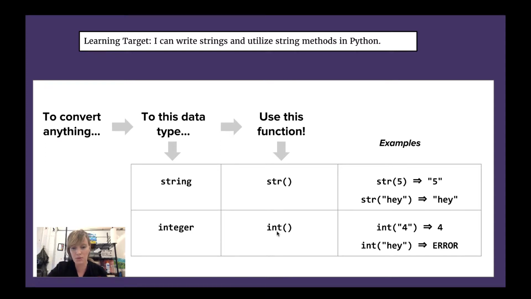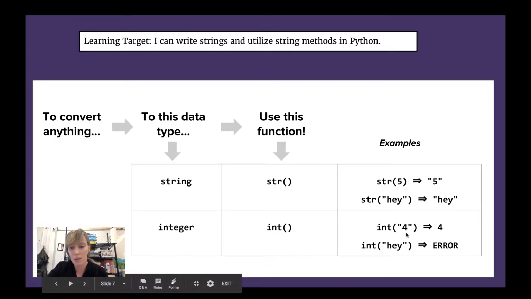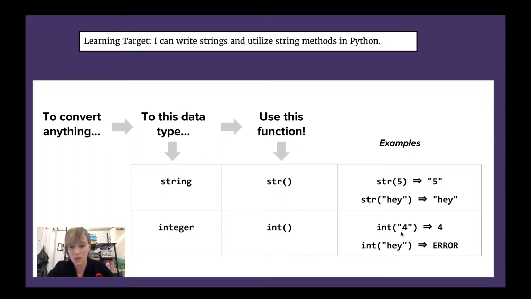You can also use the int function to turn a number that is a string into an actual number, an int. So you use int and then you put the object inside of it.